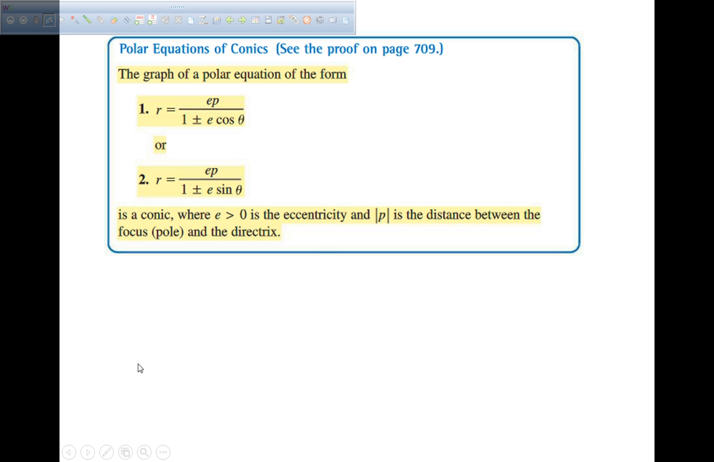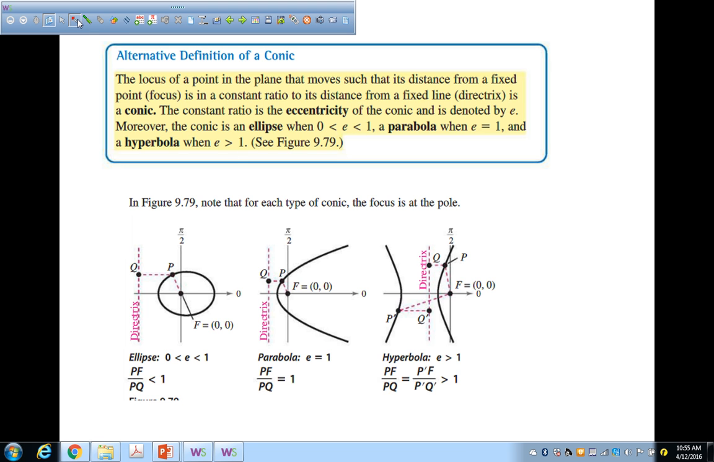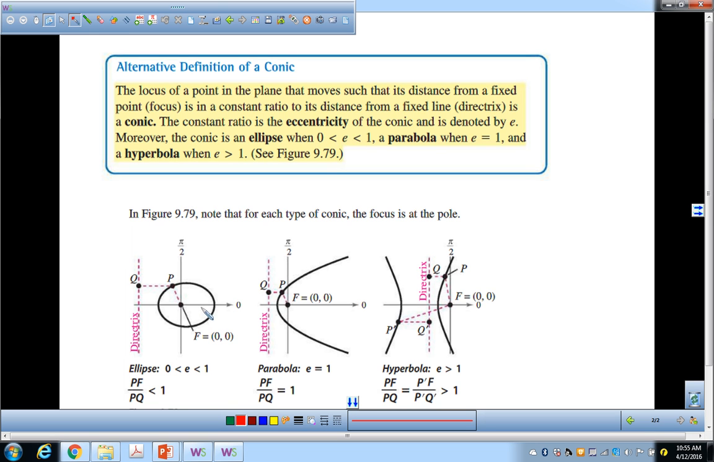What does it mean that the focus is at the pole? There's always one focus at 0, 0, and 0, 0 is the pole. With this particular ellipse, there's another focus somewhere over here, and with this hyperbola, there's another focus somewhere over here. But one of them is always at 0, 0. And the parabola only has one focus, so that focus is at the pole.